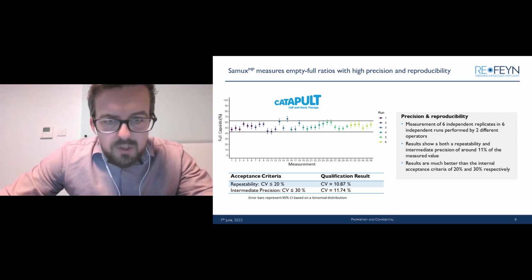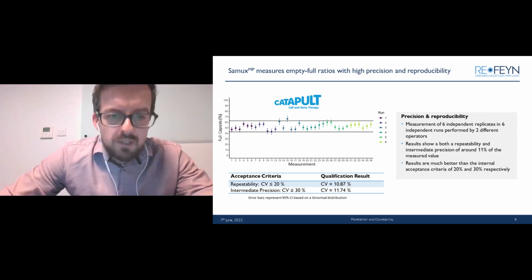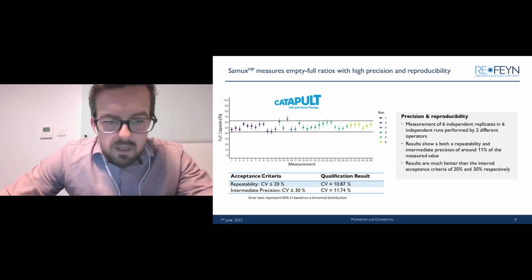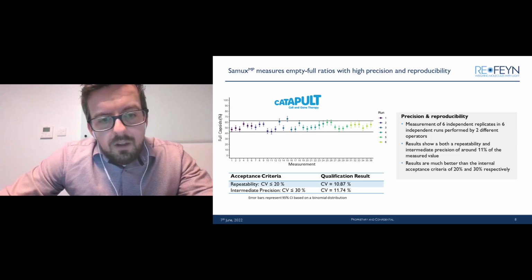And the qualification results, and this is actually the data that they generated using the SAMX, we can see that this is much better. We've exceeded their acceptance criteria. So repeatability of 10.87%, and for intermediate precision, the CV was just under 12%.